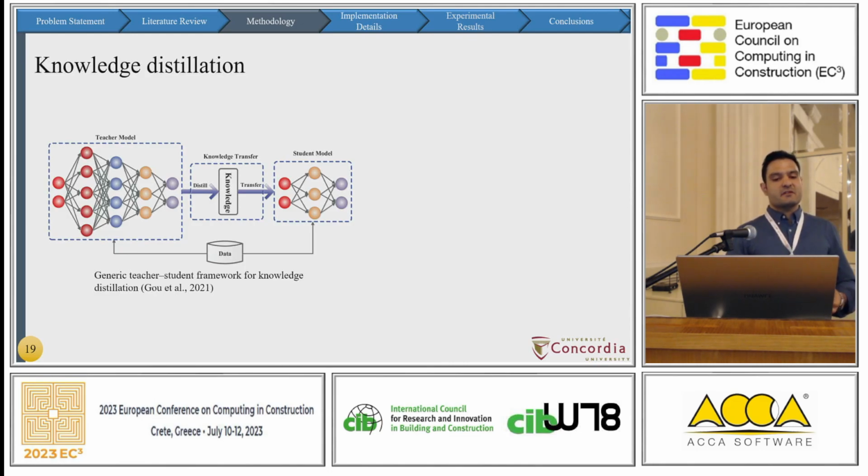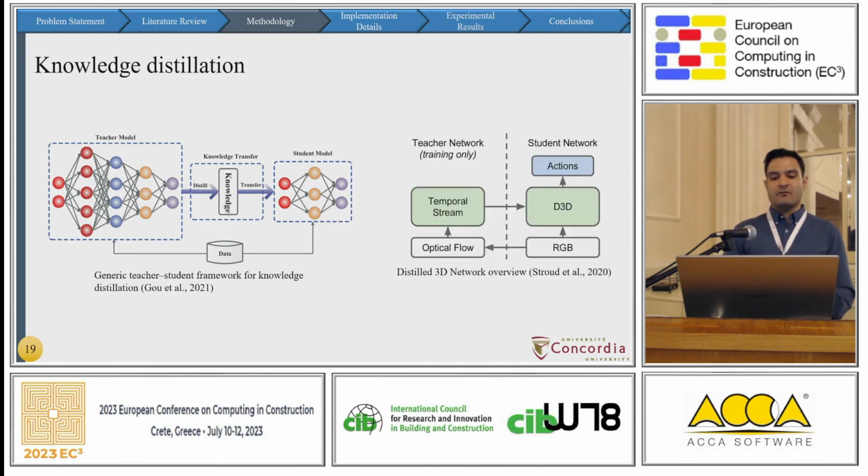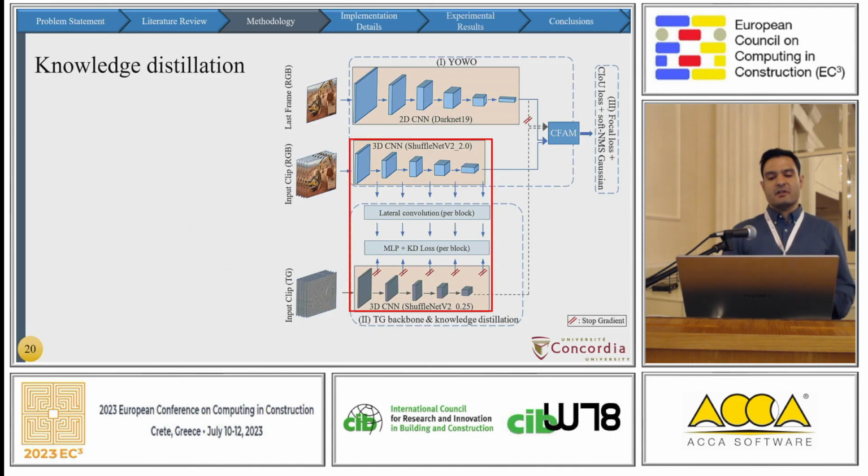Knowledge distillation refers to the transfer of knowledge from a typically bigger and more complex teacher model to a smaller student model, with the aim of improving the performance of the student while keeping the computational efficiency of the student network. Some works like the Distilled 3D network have used knowledge distillation to transfer knowledge from different data modalities, for example, from optical flow to the RGB one. In our work, we use knowledge distillation to transfer knowledge from the temporal gradient backbone to the RGB backbone.